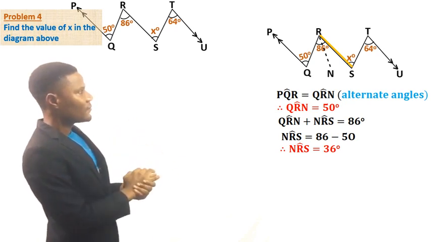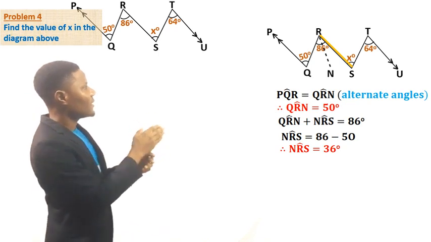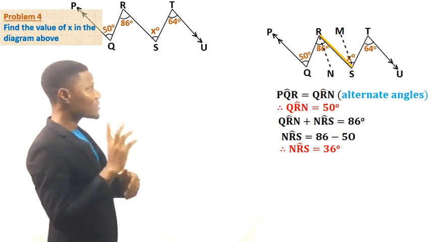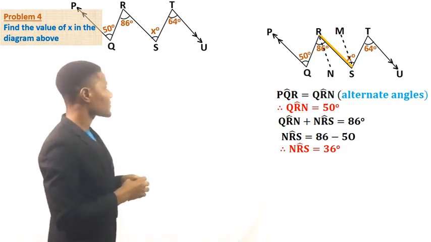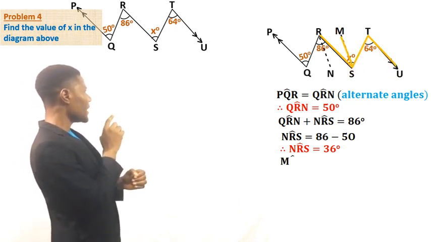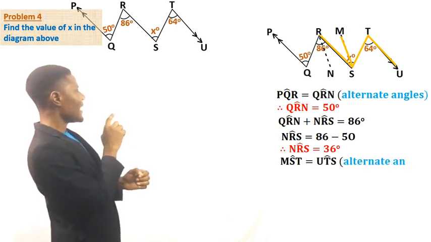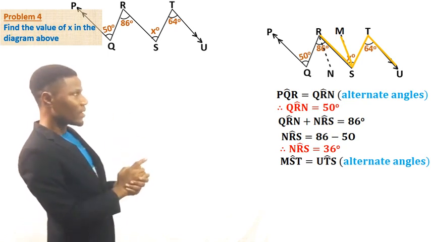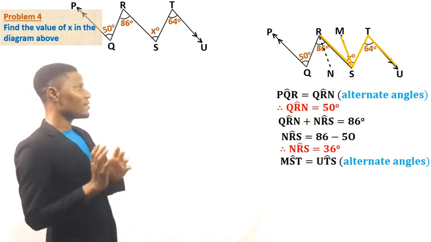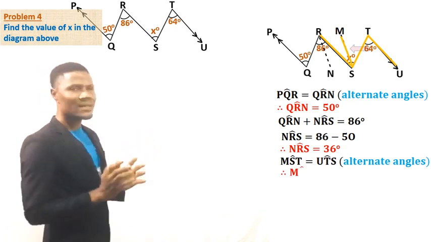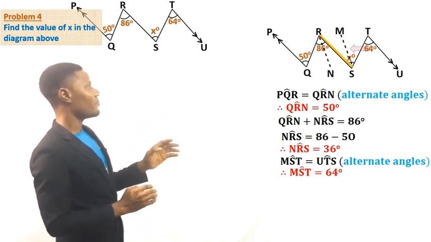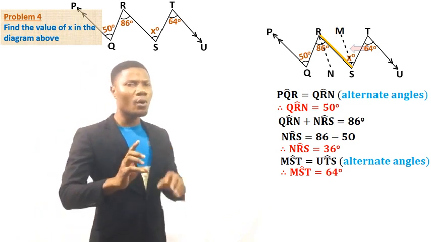So if we reproduce another parallel line from the diagram, maybe we insert a parallel line along angle S, we'll split angle X into two. So when we split it into two like that, our angle UTS, which is 64 degree, will be equal to angle TSM. You know, the line we reproduced was labeled M. That's another alternate angle relationship. So TSM is equal to 64 degree. So we could see that the 64 degree is having a relationship with TSM. But the question says, find the value of X.